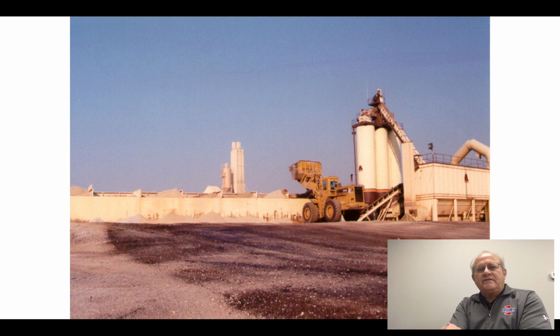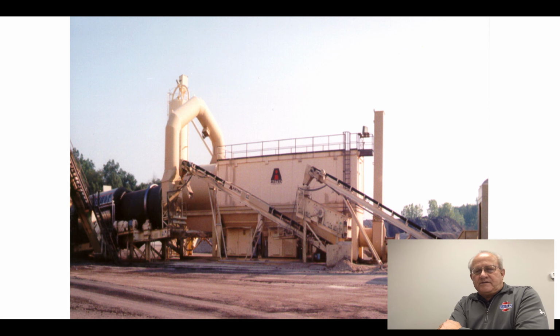There's a picture from the other side of the cold feed bins with the front end loader taking the material out of the stockpile and putting it into each separate bin. Good separation. You don't want cross contamination from one side of the bins to the other. There's another picture of the conveyors. You can see everything in the drum on the left.